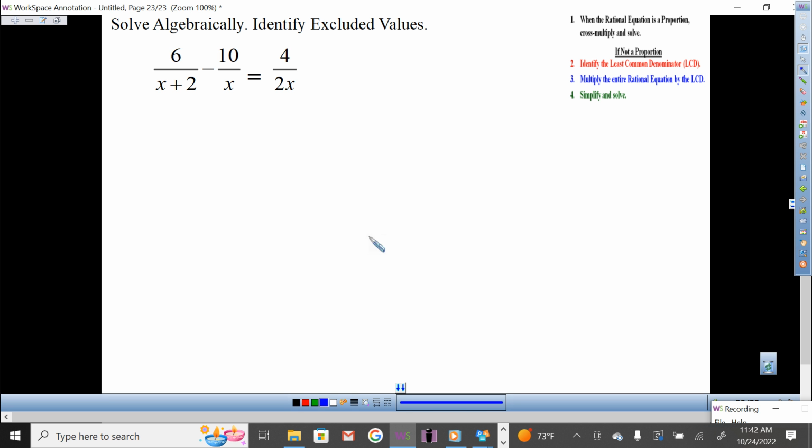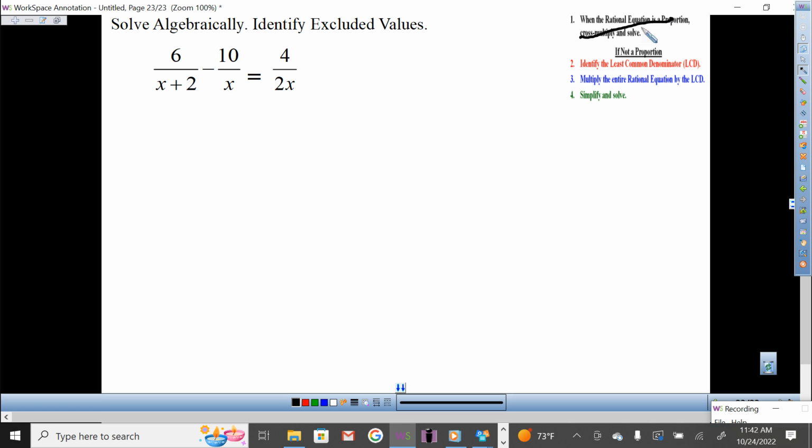Remember, a proportion is 1 fraction bar equal to 1 fraction bar. And what do we have here? 2 fraction bars equal to 1 fraction bar. So it's not a proportion. So if that's not a proportion, that means we don't do step 1.